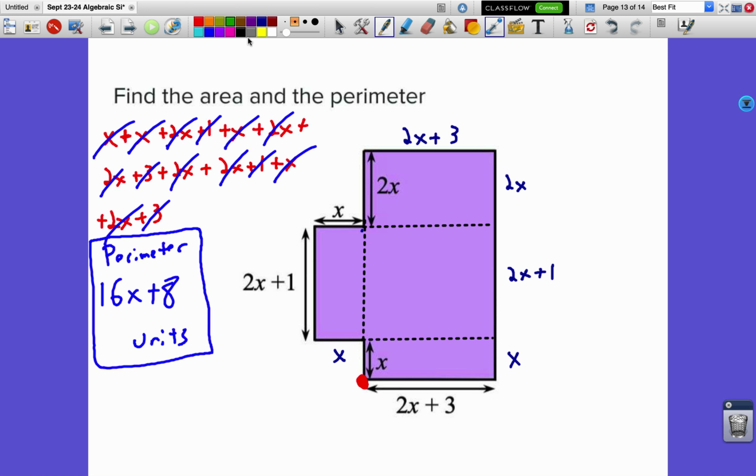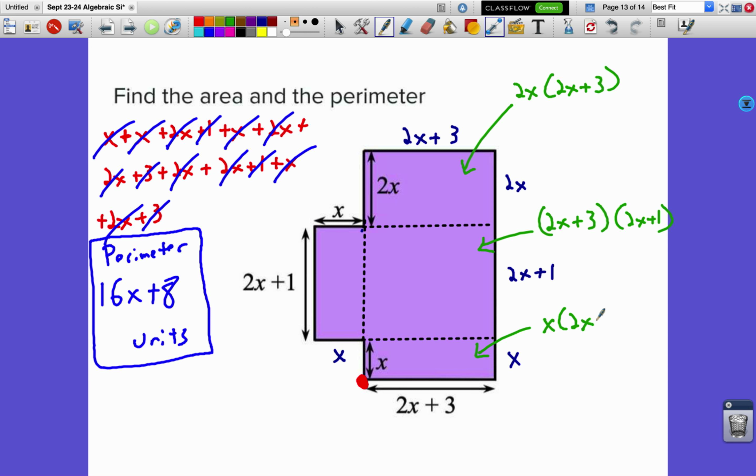All right, now we've got to find the area. This is extra tricky because we've got lots of x's and everything. We'll just have to write them out individually. So this one right here is going to be a 2x times 2x plus 3. This right here is a 2x plus 3 times a 2x plus 1. I'll show you how to simplify that. You won't be able to test on that. That's a really hard one. This one here is going to be x times 2x plus 3. And this final area here is x times 2x plus 1.